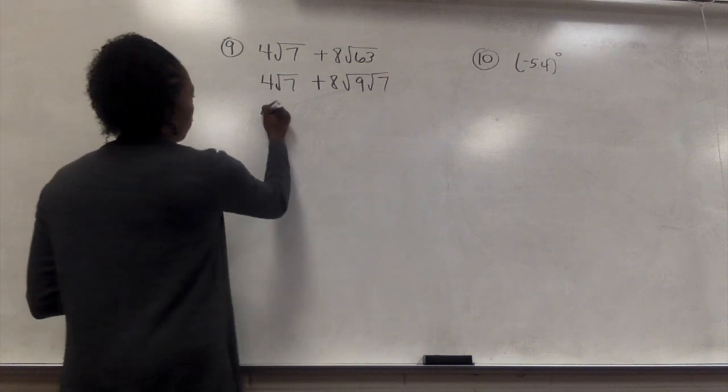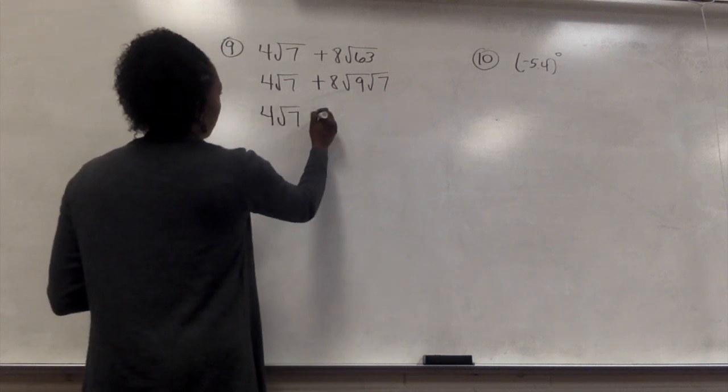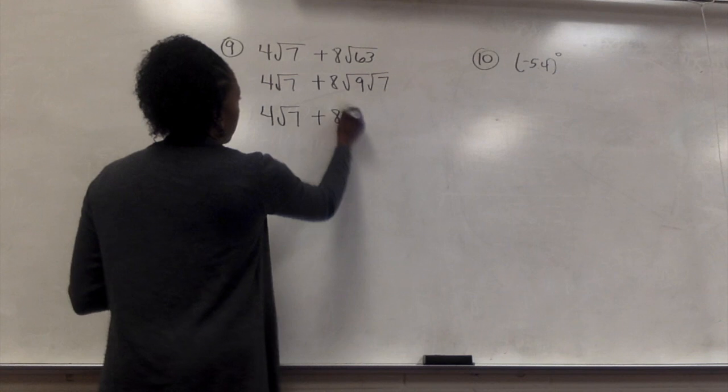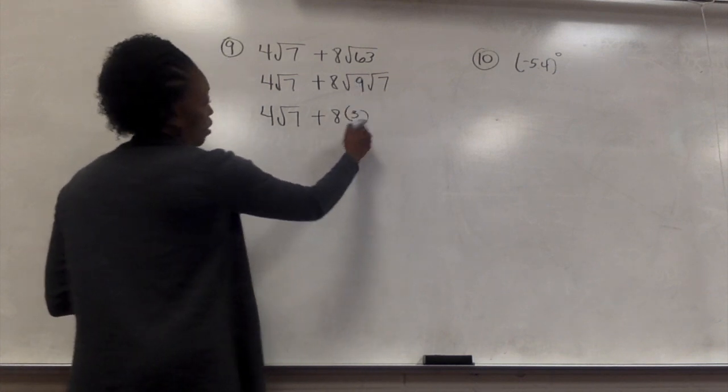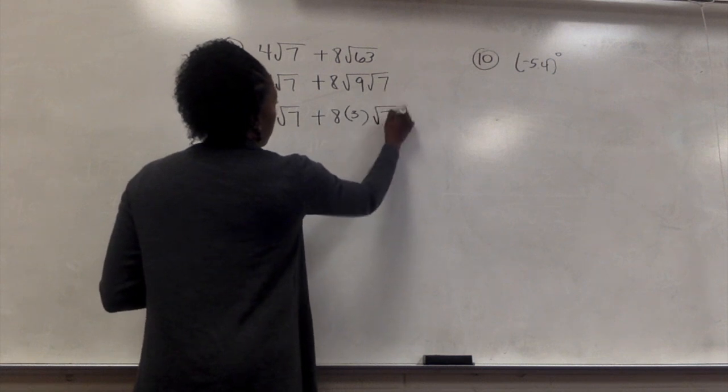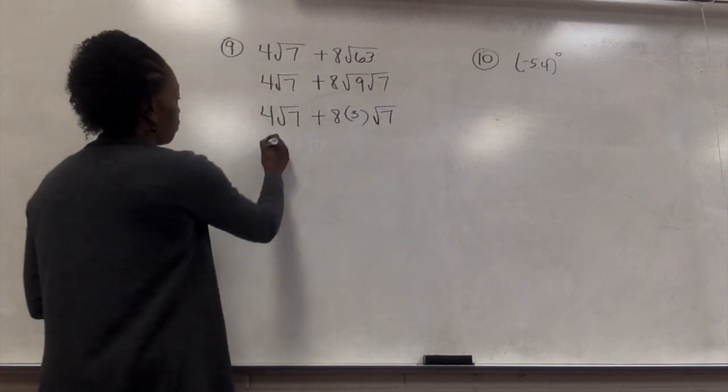Now when I continue to simplify this down, I'm going to have 8 times 3, because the square root of 9 is 3, times the square root of 7.